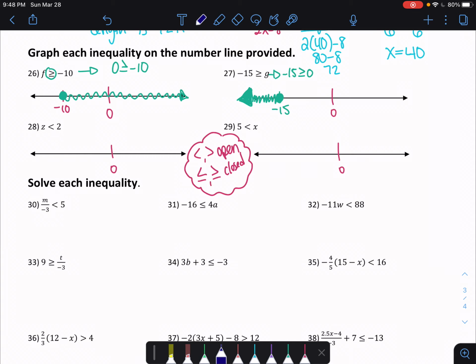So for number 28, z is less than +2. Less than is going to be an open point. And then 0 is less than +2, so I'm going to shade in the direction of 0. For number 29, I'm going to put 5 on the right side of 0. 5 is less than x, is going to be an open point. And then is 5 less than 0? The answer there would be no, so I'm going to shade in the opposite direction of 0.